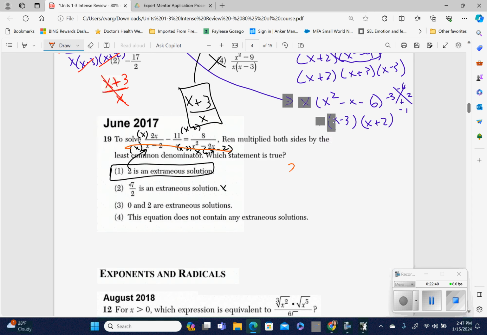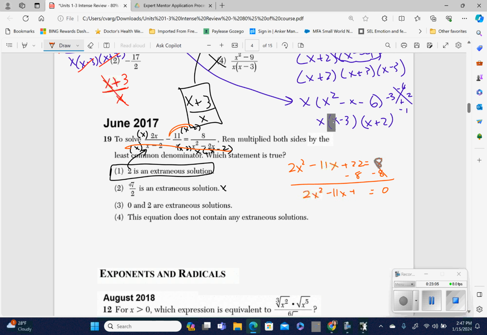So then on the left-hand side, I have 2x times x is 2x squared minus 11, times x is minus 11x. Negative 11 times negative 2 is positive 22, is equal to 8. If I move this 8 to the other side, this is going to cancel out and give me 0, which is what I want. So I have 2x squared minus 11x plus 14.